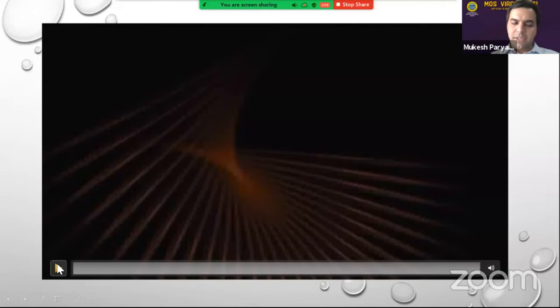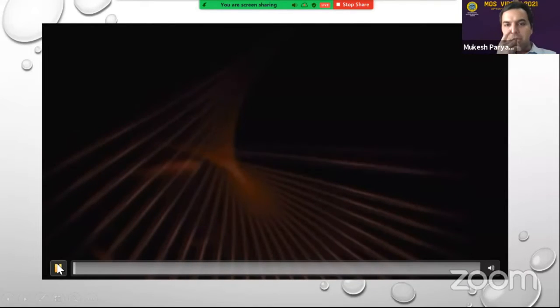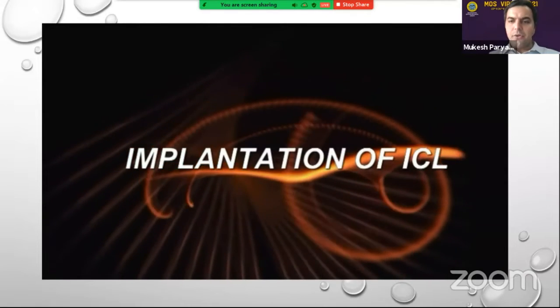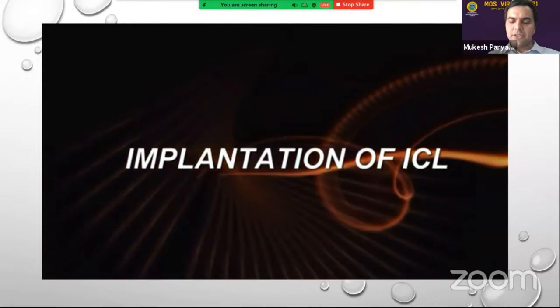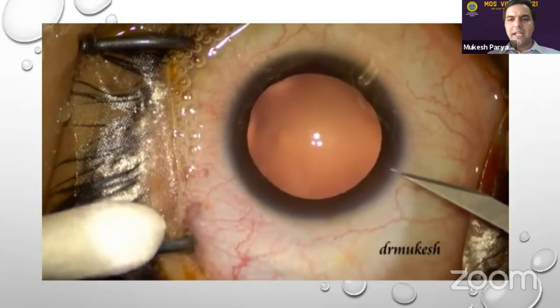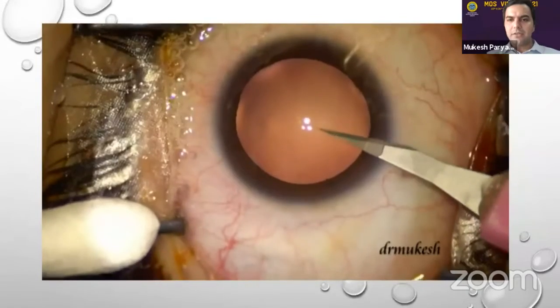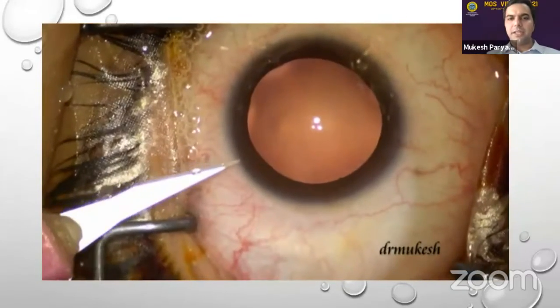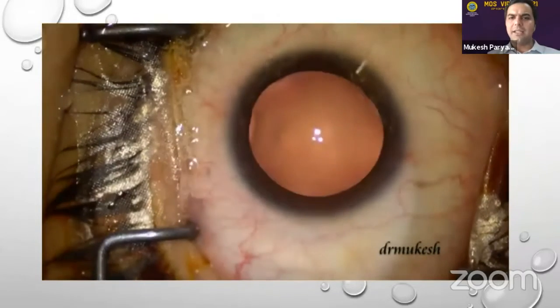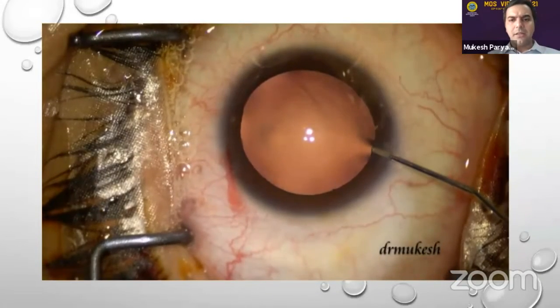So the first video I'm going to show is about the implantation of the STAR ICL, followed by the other company's ICL. I'm going to share some tips and tricks. It's very important for us that when we are making a side port, it has to be parallel to the iris. Just make sure the patient is looking fairly straight and just go parallel to the iris.